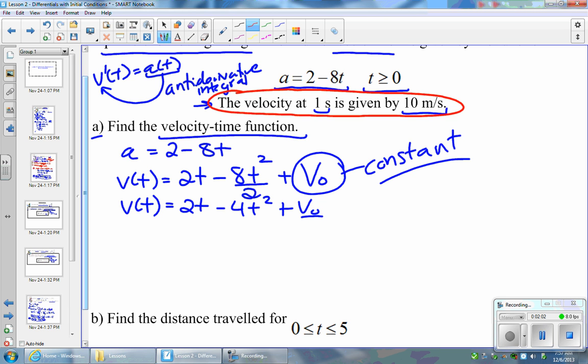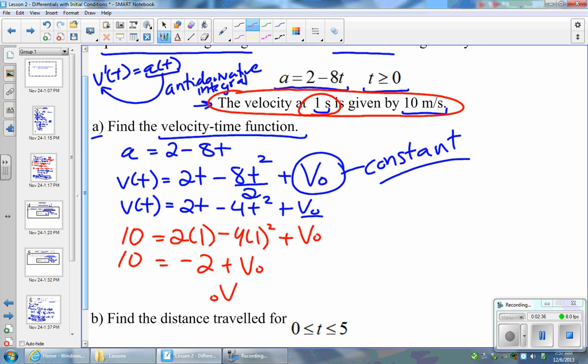So if my velocity is equal to 10, I could substitute 10 for v. And 10 meters per second happens at exactly 1 second, so I can replace t with 1. So I have 2 times 1 minus 4 times 1 squared plus v naught, which is our constant, and that's what we're trying to find. So I have 10 equals 2 minus 4 times 1 squared, and that's easy enough to do. It's going to be negative 2 plus v naught. Therefore, my initial velocity is going to be equal to 12.